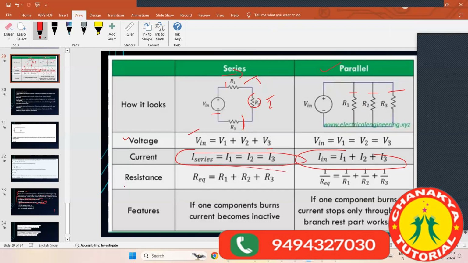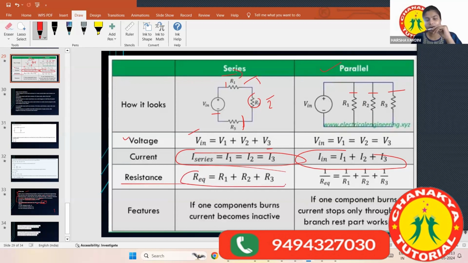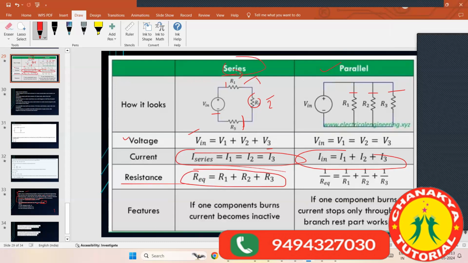Coming to resistance. When you want to calculate the resistance of a series connection, of any series connection, you simply add them. Yes, not velocity, voltage, sorry. When it comes to parallel, you have to reciprocate it: 1 by R. The resistance will be inverse there.